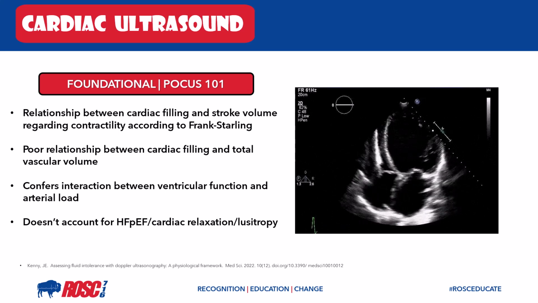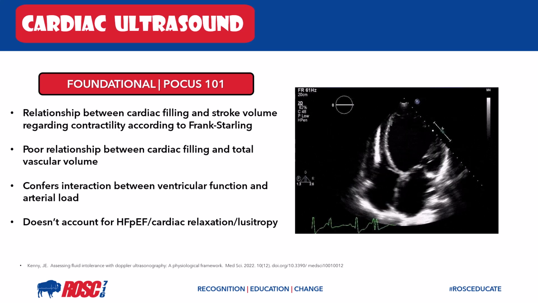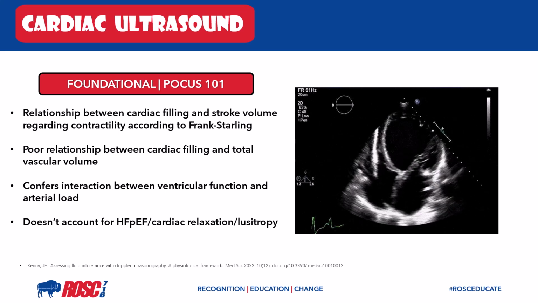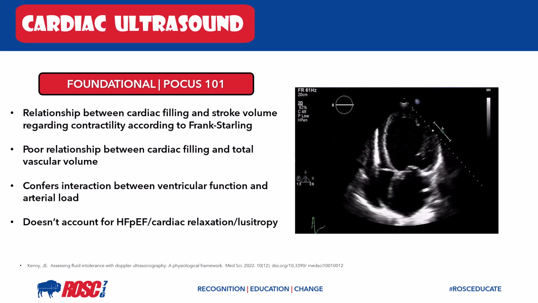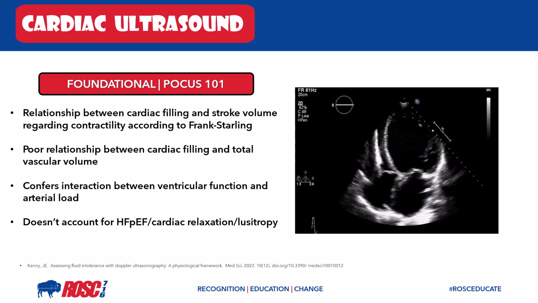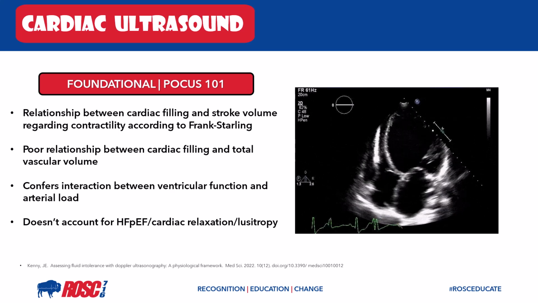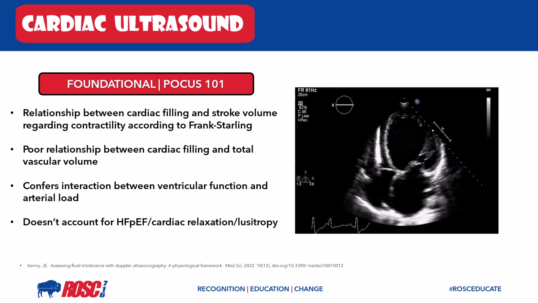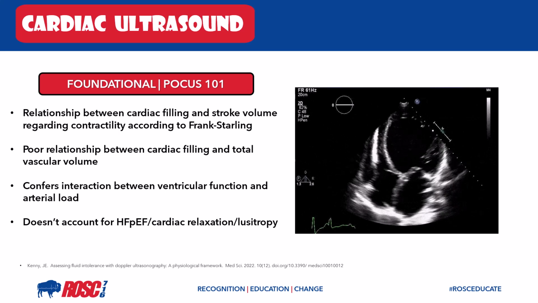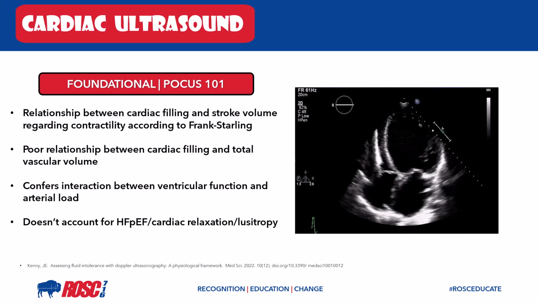There's a poor relationship between the cardiac filling and total vascular volume, i.e. this echo does not tell me anything about the patient's fluid status. Another item is looking at left ventricular ejection fraction. It really confers interaction between the ventricular function and arterial load. And what exactly do I mean by that? You could have a historically reduced left ejection fraction and then suffer a situation that you have a very low SVR, a low arterial load, and your ejection fraction may look increased. We need to be mindful of this when interpreting our echoes.